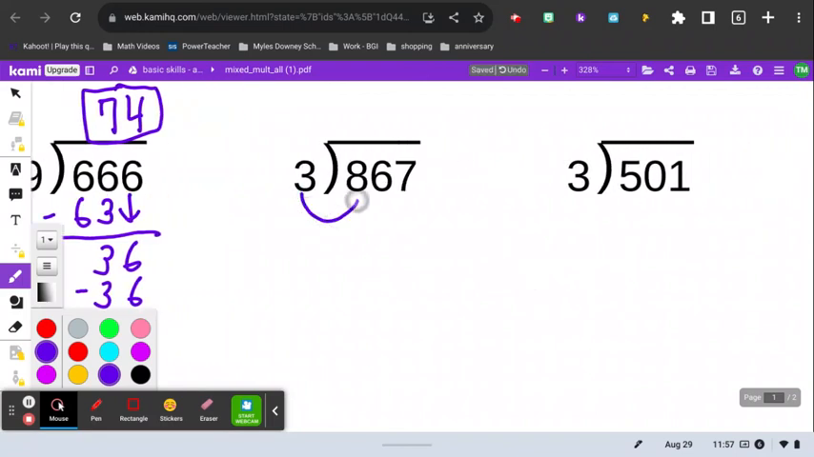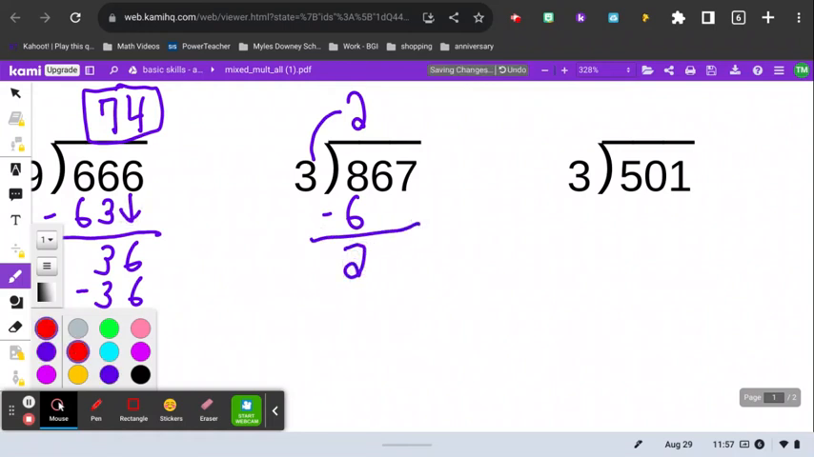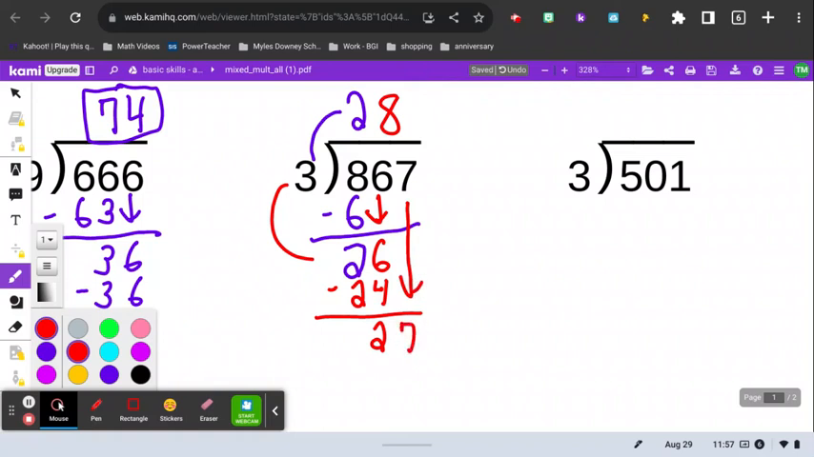And next one. 3 can go into 8. That would be twice. Because 3 times 3 is 9. That would be too much. 3 times 2 is 6. Subtract, get a remainder of 2. Then we drop down the 6. 3 into 26. I know 3 times 8 is 24. Subtract 26 minus 24, I get 2. Drop down the 7. And I know 3 times 9 is 27. And no remainder here also.